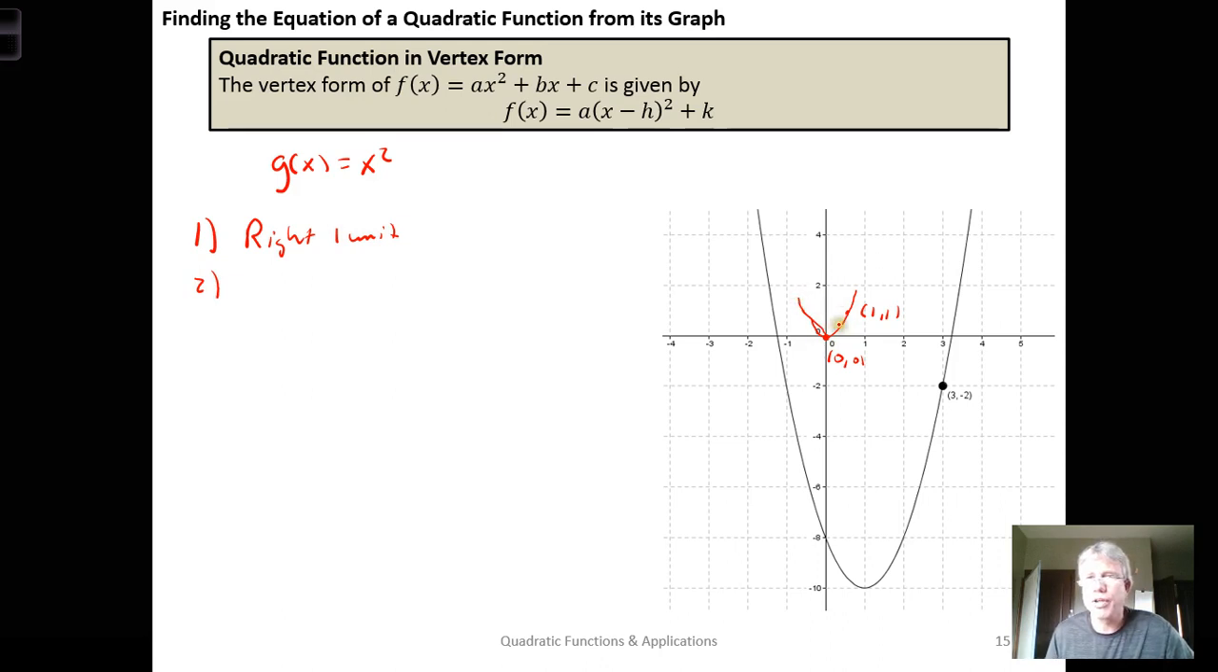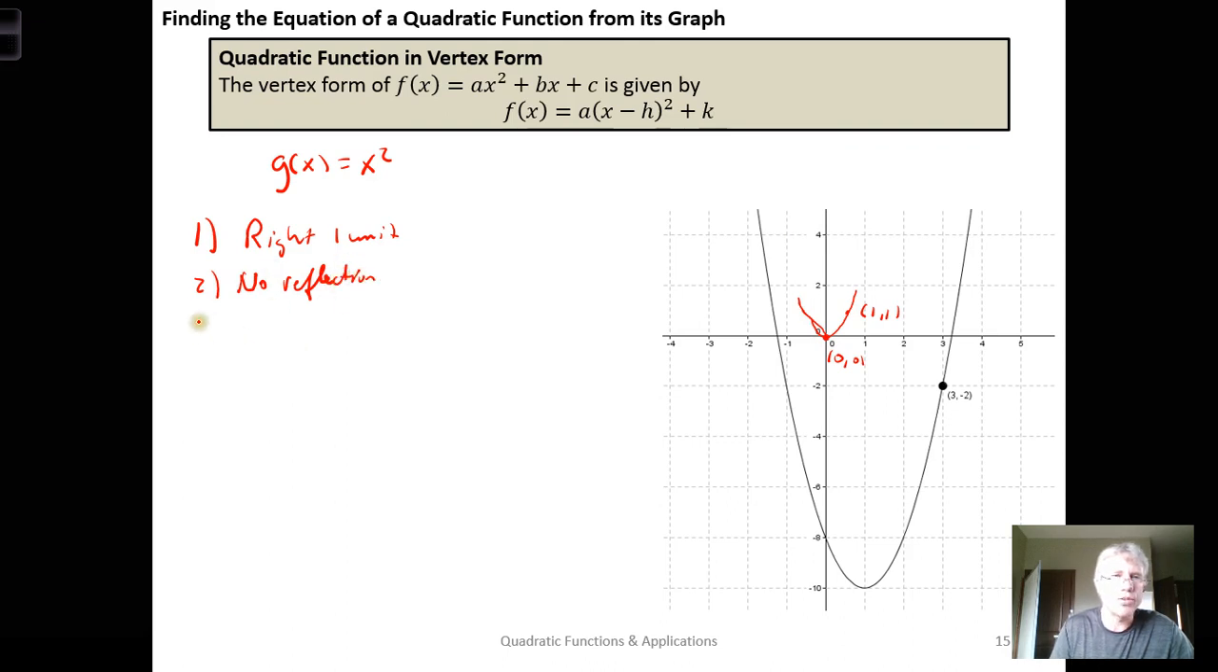And then we think about, are there any reflections going on? Well, no, the squaring function opens upwards. The function we have opens upwards. So no reflection has happened. And it doesn't make sense to talk about reflection over the y-axis because our parent function has symmetry. So we know that there's no reflection going on.